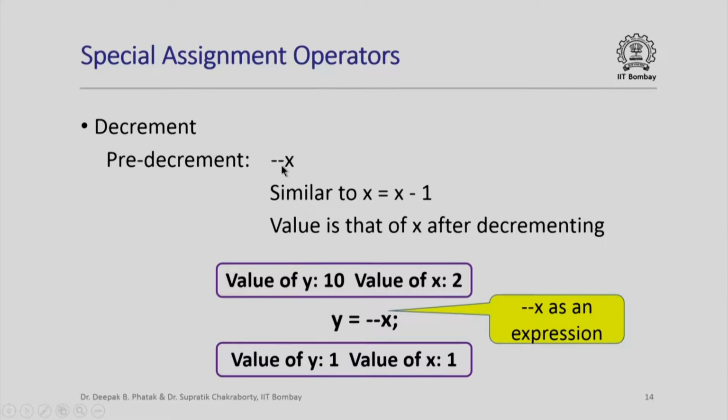And similarly, we could have pre-decrement, which is once again similar to x is x minus 1, but its value is the same as that of x after decrementing. So in this particular case, since the value of y and x before the execution of this instruction are 10 and 2, when you execute this instruction, the value of this expression is the same as the value of x after decrementing, so it is 1. So the value of y gets assigned 1, and x, of course, decrement is a side effect, so it also gets the value 1.